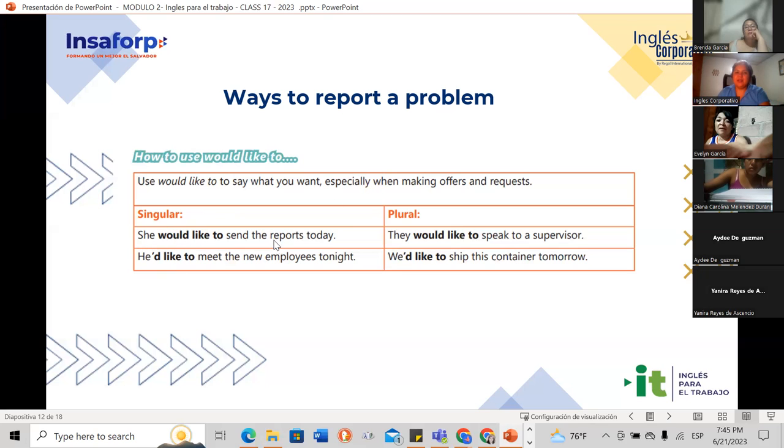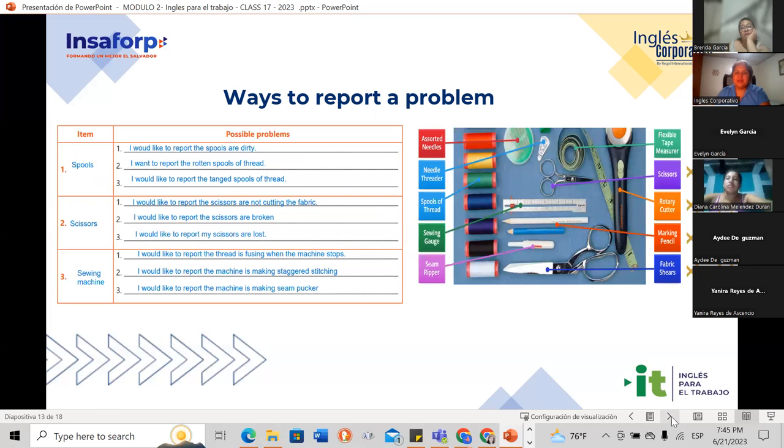If that is singular, she would like to send the reports today. He'd like to meet the new employees tonight. If that is plural, they would like to speak to a supervisor. We'd like to ship this container tomorrow. Okay, that is the way. So I have here the examples, the ways to report a problem.